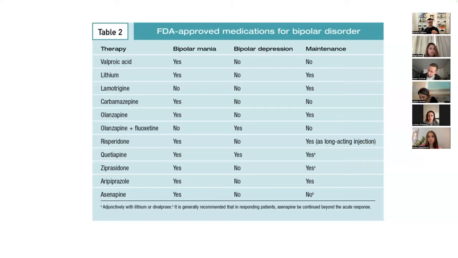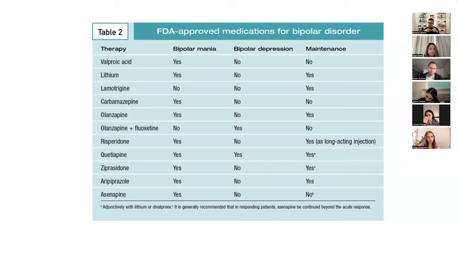So valproic acid, all right, also called by the trade name Depakote, comes in different forms. You have the liquid form, all right? The thing about the liquid form is that it's absorbed in your stomach. Since it's absorbed in your stomach, people tend to have more GI side effects from that. All right. There's also Depakote DR, which is called delayed release, which is absorbed in your small intestine.